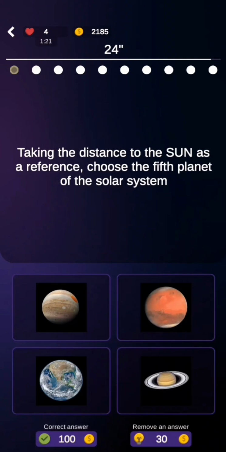Taking the distance to the sun as a reference, choose the 5th planet of the solar system. Bro, okay, so here we go. We got Mercury, Venus, Earth, Mars. Did I get that right? Mercury, Venus, Earth, Mars, Jupiter, Saturn, Uranus, Neptune, and Pluto. Bro, we got like Eris in there. We got like a whole bunch of celestial bodies in there. Okay, so what the fuck? Saturn, I forgot.